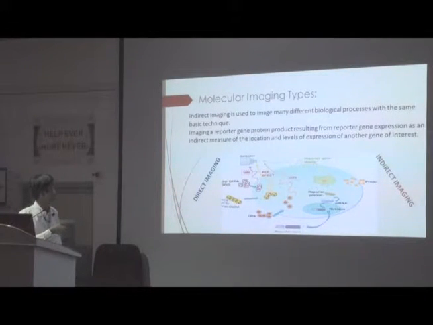So in the indirect way, we are introducing the reporter genes, which go inside the cell nucleus, and it will produce the mRNA, and it will produce the reporter protein. So this reporter protein we are imaging by using the probes which are specific to this reporter protein, and by a signaling agent we are imaging this. This is the indirect way of doing molecular imaging.